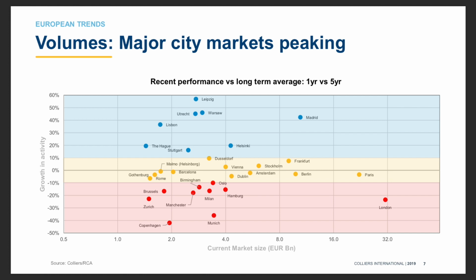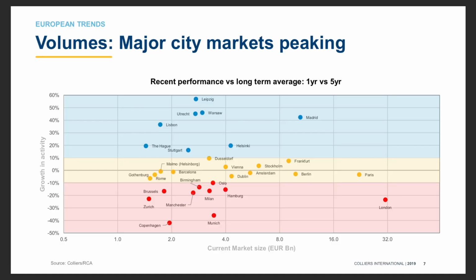There are still quite a few in yellow, and the ones that are blue tend to be second tier cities in Germany, or the likes of Madrid, Lisbon, Helsinki, Warsaw. So outer frontier tier two markets which have had a late economic play or a slightly different play to drive activity into those markets. But those markets are essentially a bit smaller than the rest, and it does show that in investment terms we are starting to peak across Europe.